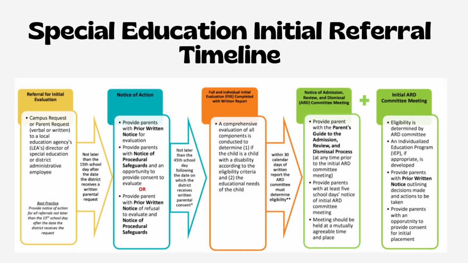Special Education Initial Referral Timeline. Referral for initial evaluation will first be a campus request or parent request, verbal or written, to a local education agency, director of special education, or district administrative employee, and no later than the 15th school day after the day the district received a written parental request.